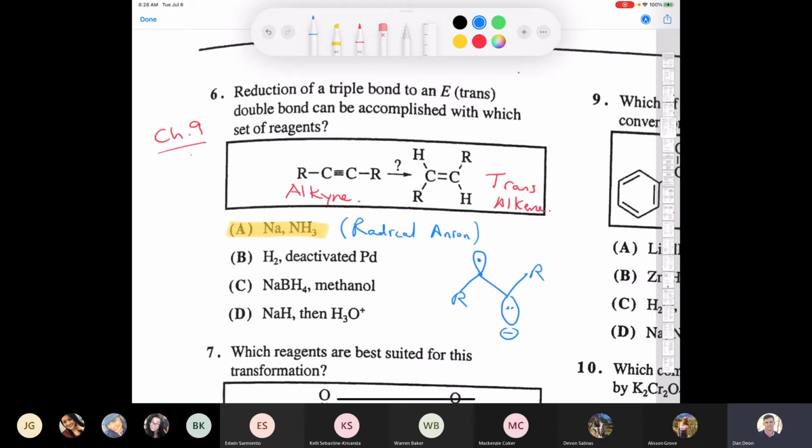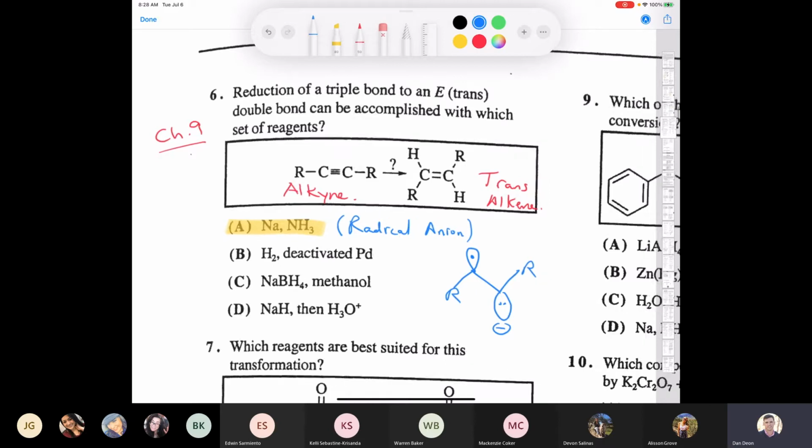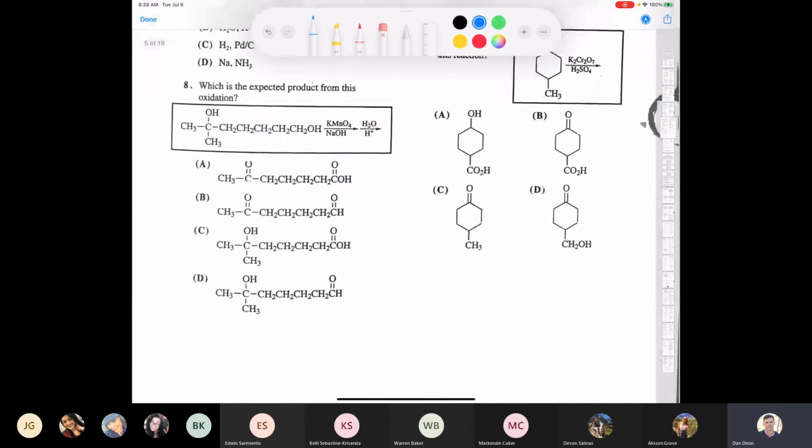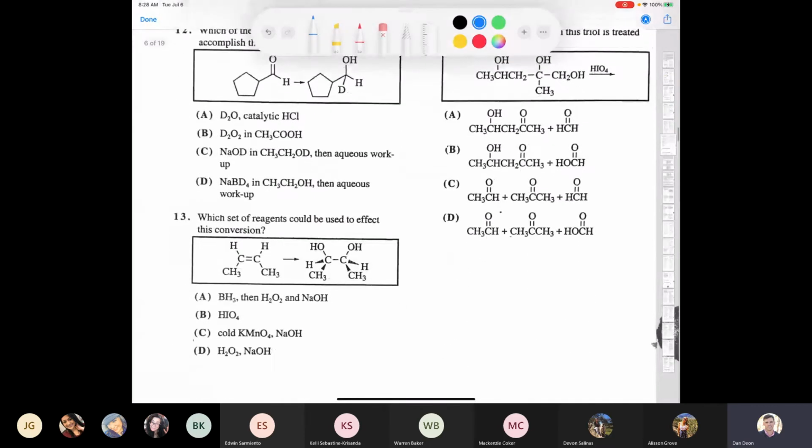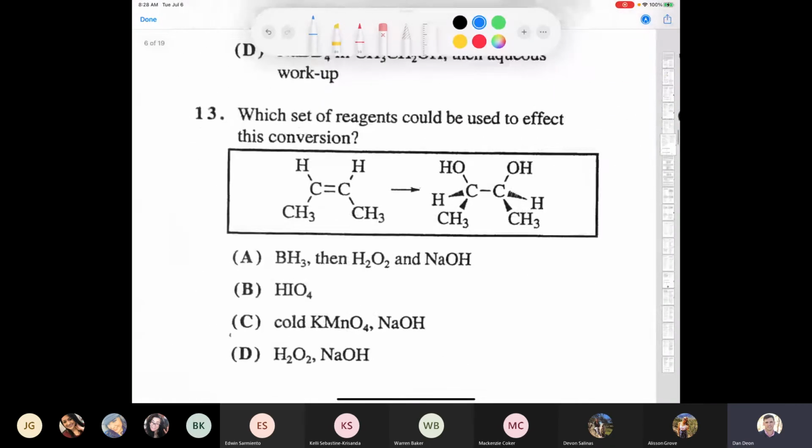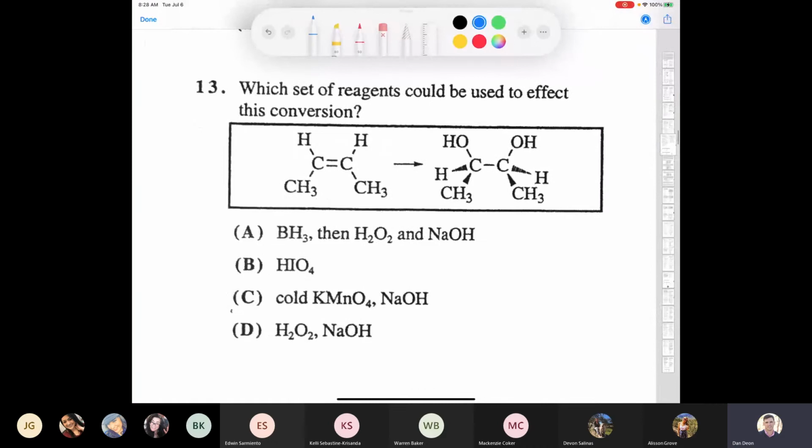What was the next one I had? It was question number 13. So let me move down to question 13. And again, you can see a lot of these questions don't involve things that we learn in Organic Chemistry 1. Here we go. It says, which set of reagents could be used to affect this conversion? So we're taking trans 2-butene and we're making this diol.